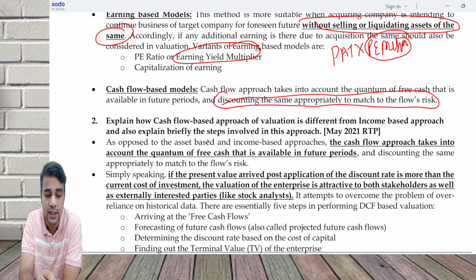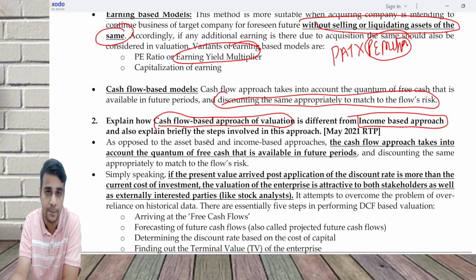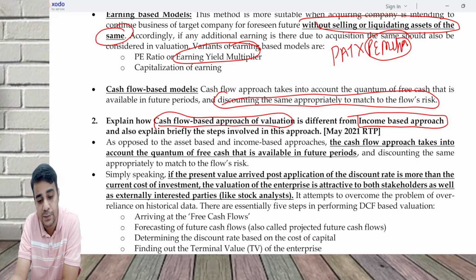Explain how the cash flow based approach of valuation is different from the income based approach of valuation. The major difference is very simple. In the income based approach, I go with PAT or profit which is getting generated by the company, whereas in a cash flow based approach, we are looking at the free cash flow which is available with the firm after meeting all its requirements like working capital and capital expenditure.